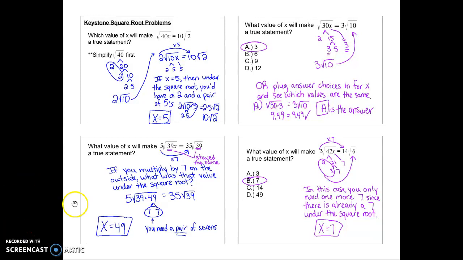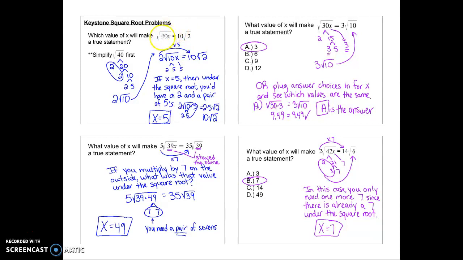So in the first one, you were given the square root of 40 times x, and you were told that it equals 10 times the square root of 2. So they're giving you the answer to this. I already know what this simplifies down to completely. What I don't know is what x value is in here to make this true. It's going to make this simplify down to 10 times the square root of 2.